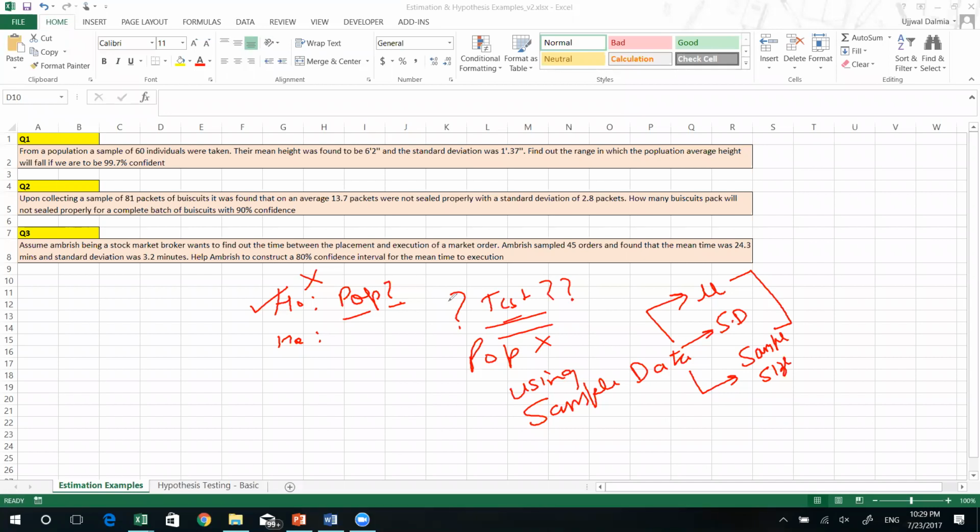Does this make sense? Yes. If I have the values of sample data, I'll be able to find out the range of values in which the population mean lies. Yes, H naught is about the population mean. Absolutely correct. I'll be able to find out the range of values in which my population mean lies, and basis that I'll be able to say whether my null hypothesis and the alternate hypothesis is wrong or right.